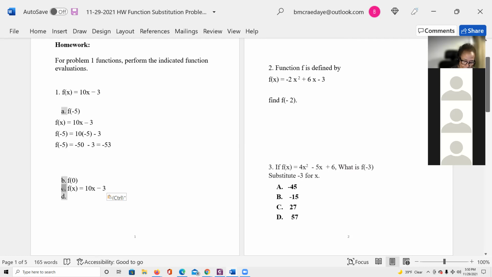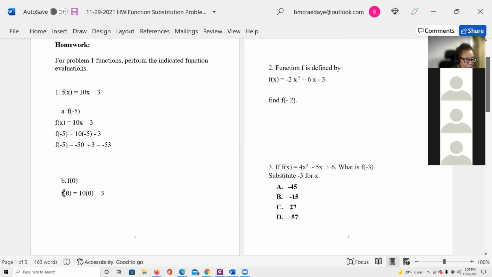This is B, so no C. Okay, so f of x then would be what? F of 0. Because we're trying to find what's the value of this function when x is 0. So the x will be substituted by 0. So let's put 0 there.